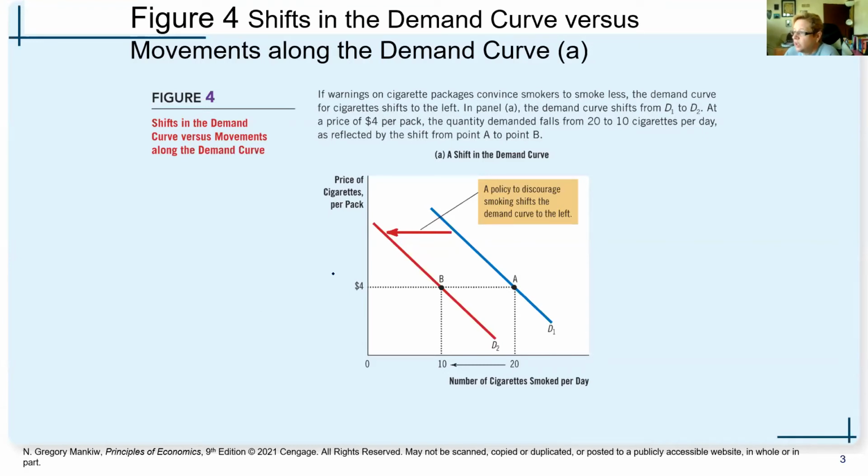So here we have a little bit different scenario. Our price is at $4, okay? And if we follow this over, again, we'll look for D1. That's where we're going to start, right here at A. At a price of $4, we have a quantity demanded of 20. So this would be our Q1.